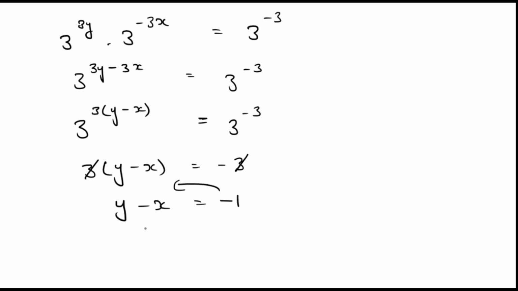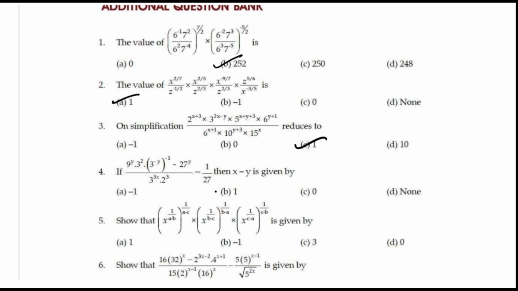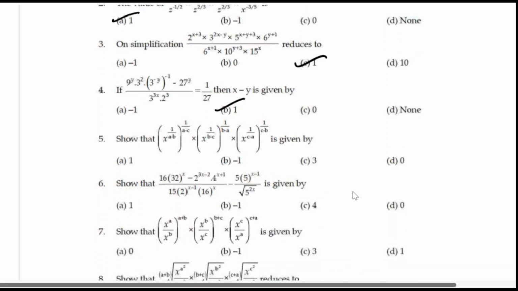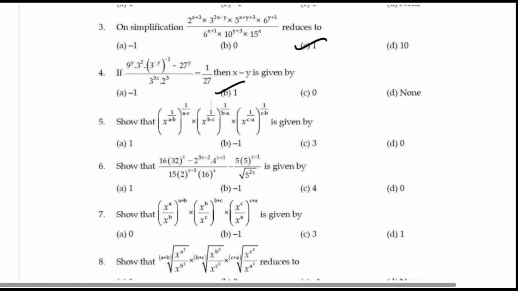Now bringing the minus 1 to this side and y minus x to this side, we'll get 1 is equal to x minus y. This is what they've asked in the question, to find x minus y. So the answer is 1. Option number B. So for the fourth one, the correct option is B. Moving on to the fifth one.